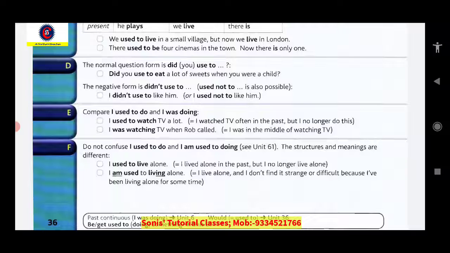Okay, so we should not confuse them. Thank you very much.